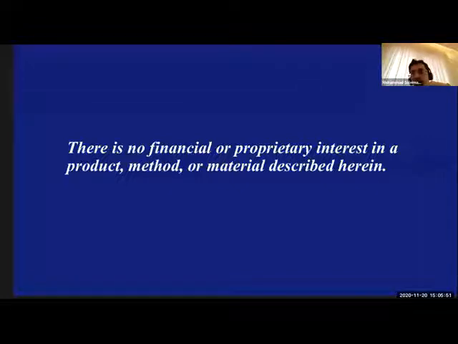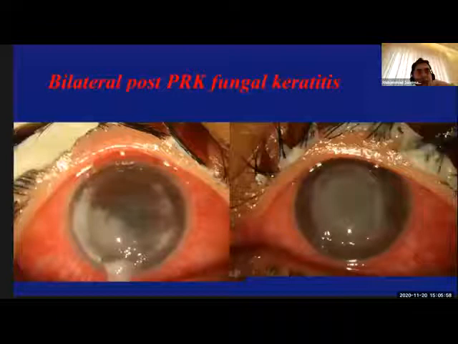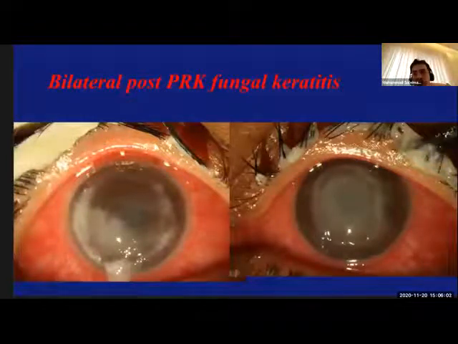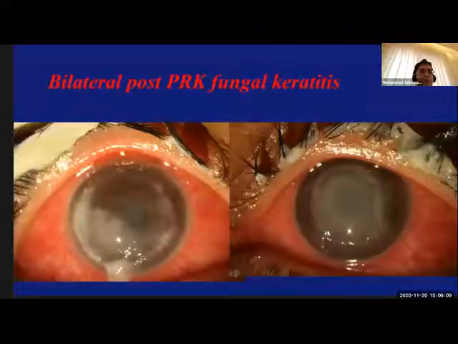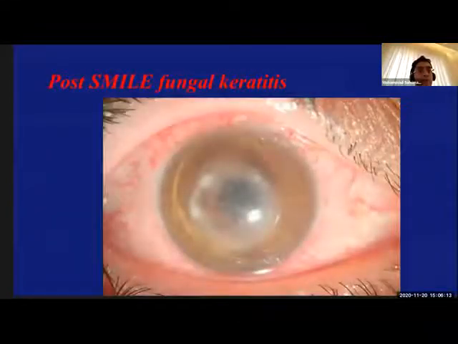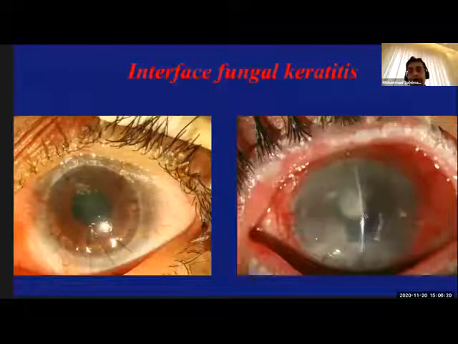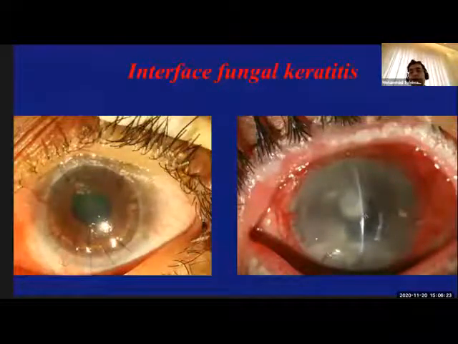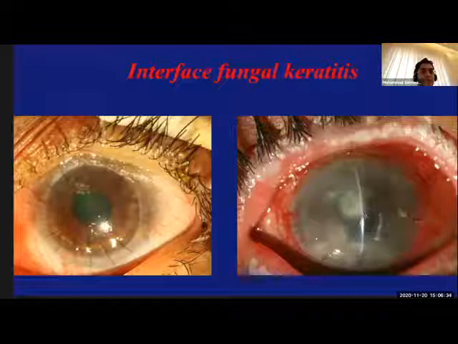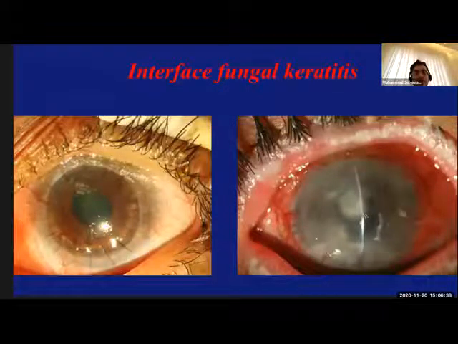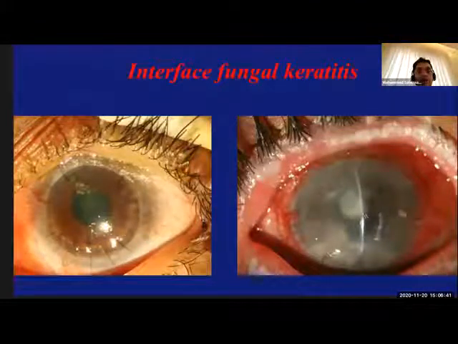Actually, fungal keratitis could affect the result of any ophthalmic surgery, such as this patient with bilateral post-PRK fungal keratitis. You see that it could affect the result of every surgery, or also post-SMILE surgeries, such as this patient with post-SMILE fungal keratitis. It could also affect the corneal graft result, such as DALK and DSEK, such as these two patients. The first one on the left side with fungal keratitis after DALK, and the second one on the right side with fungal keratitis after DSEK.